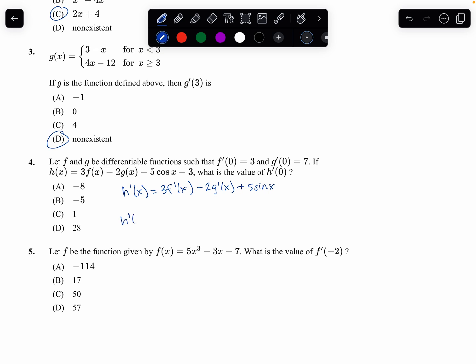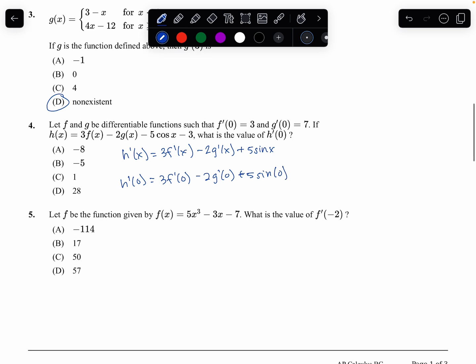Now let's find h prime of 0. So that's going to be 3f prime of 0 minus 2 g prime of 0 plus 5 sine of 0. So it's going to be equal to 3 times f prime of 0, which is 3, minus 2 times g prime of 0, and that's 7. And then plus 5, well, nope, not plus 5, because sine of 0 is 0, so that's just going to be 0. So this is going to be 9 minus 14. It's going to be equal to -5.